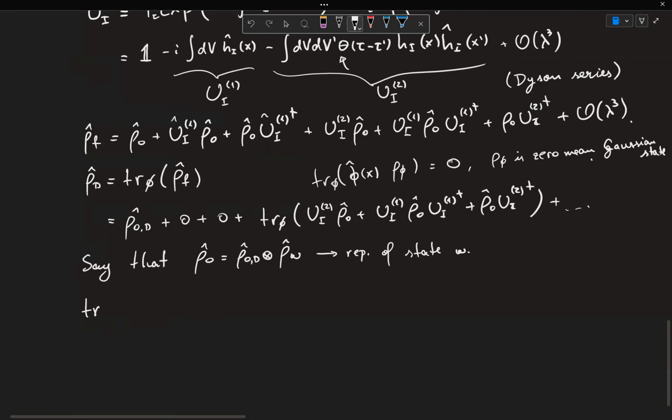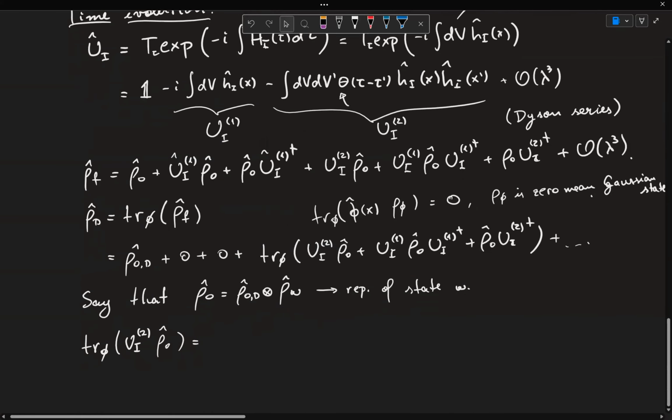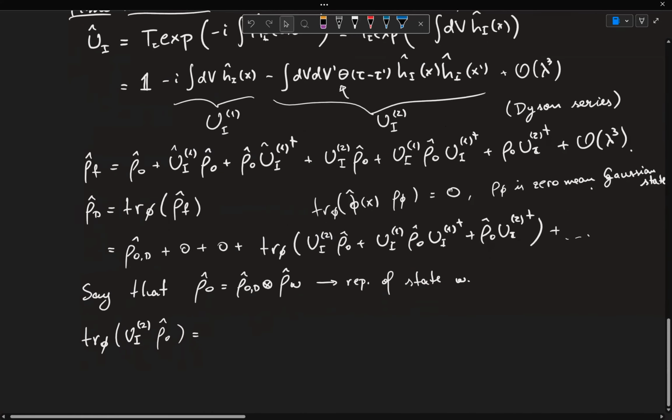So this is the trace over phi of the UI2 rho 0. This term, if you look at the U2 up there, you just have to apply this U2 to the rho zero, right? So this will be minus the integral dv dv prime, theta of tau minus tau prime, trace over phi of the product of hi of x, hi of x prime.